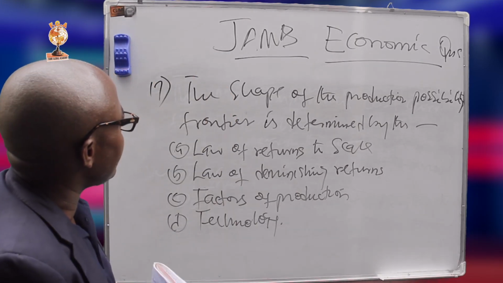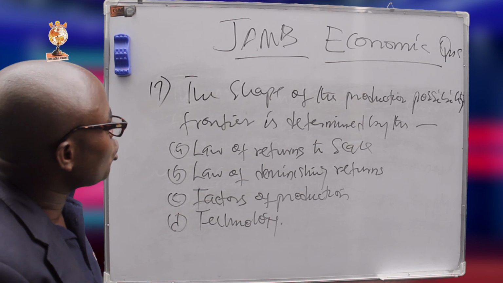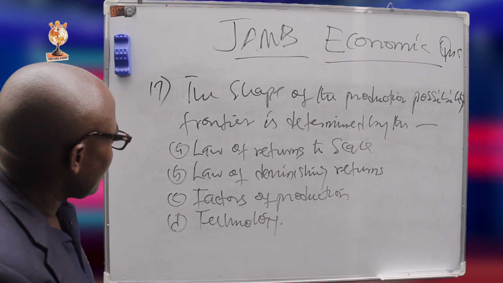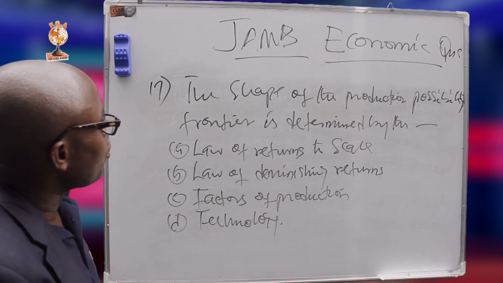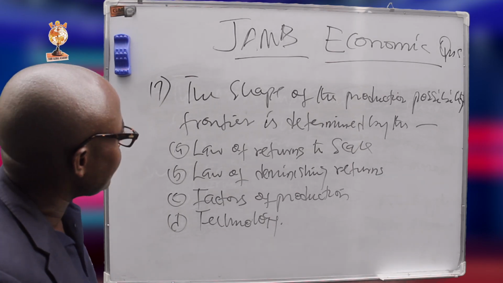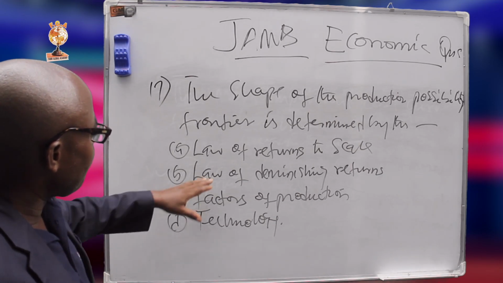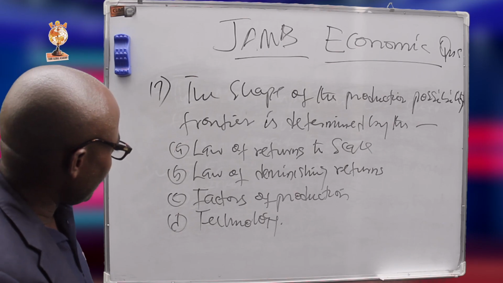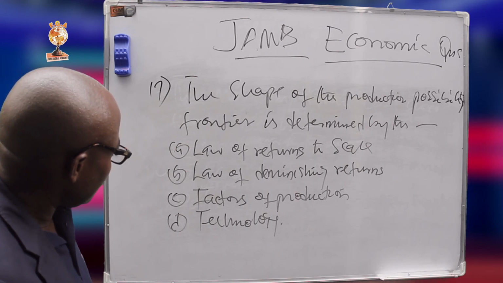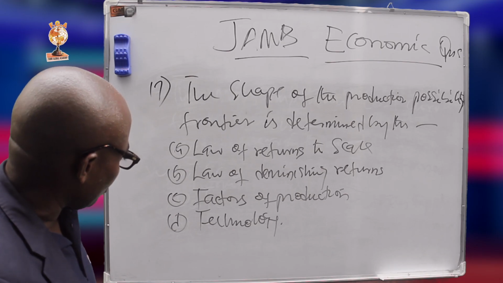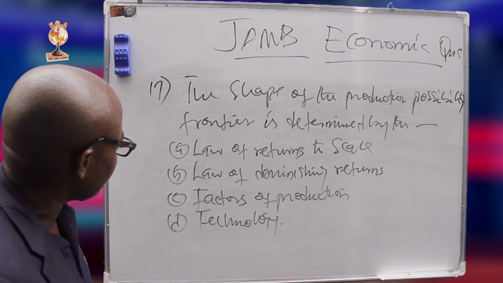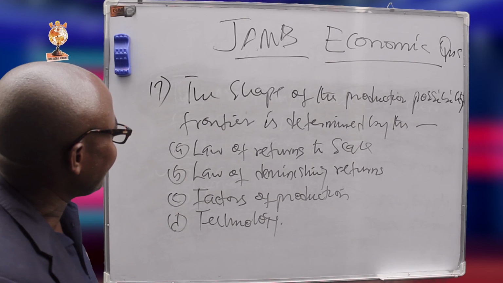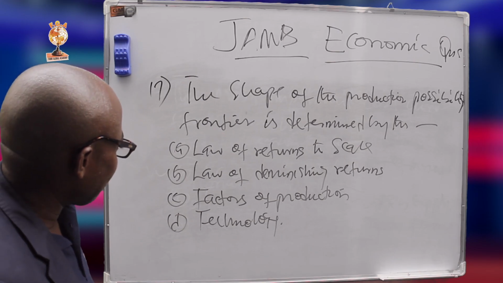Now the next question here is the shape of the production possibility frontier is determined by the dash. We have A here, law of return to scale. B is law of diminishing return. C here is factors of production. Then here you have technology. Now here A is not involved in this. It's not a determinant factor.